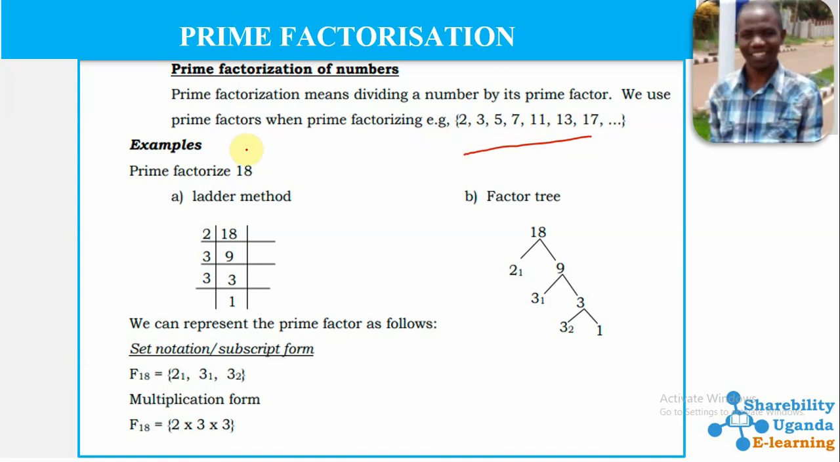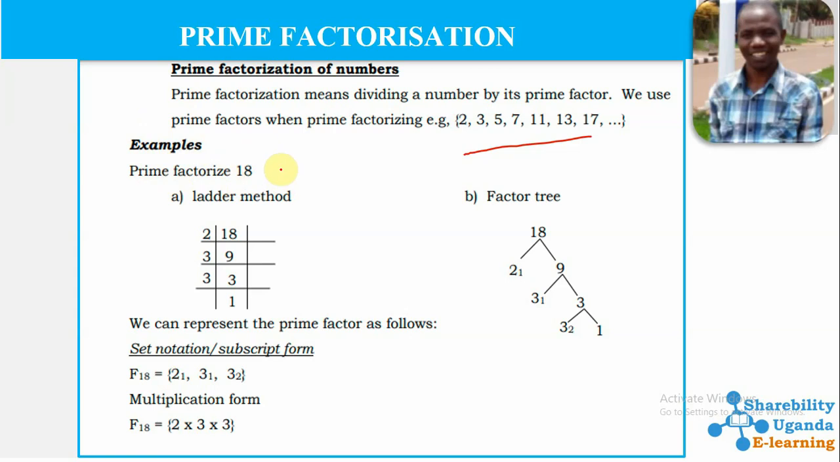So now we shall be dealing with examples after that concept of what prime factorization means, and how we get those prime factor numbers. Okay, so now we are being given an example here. They are saying prime factorize 18.